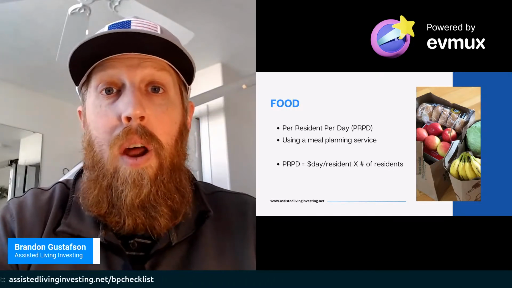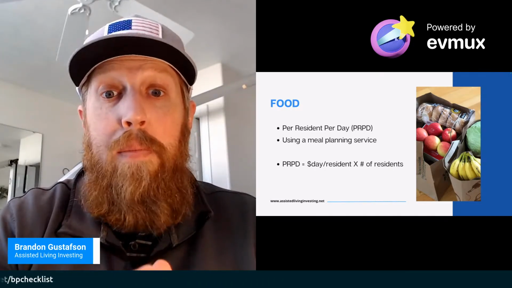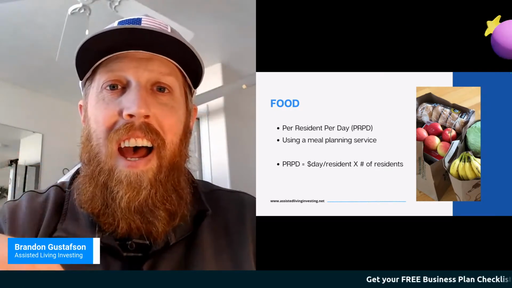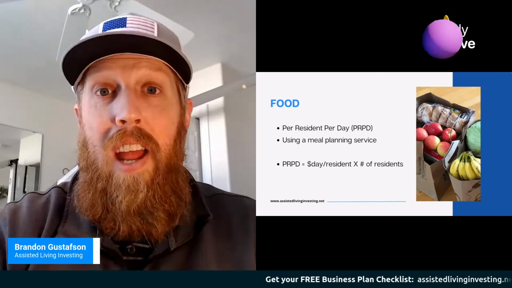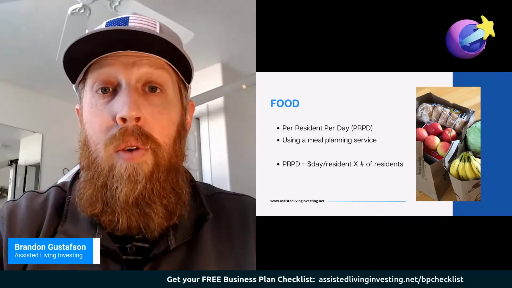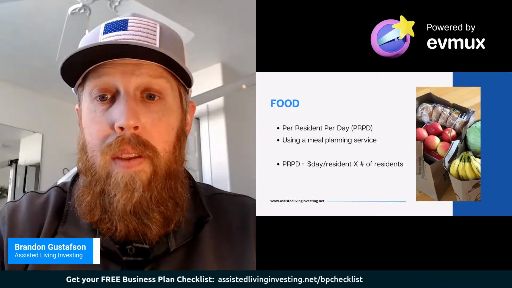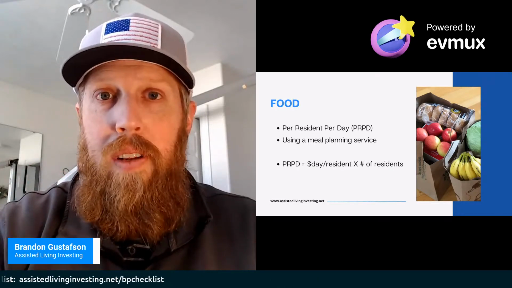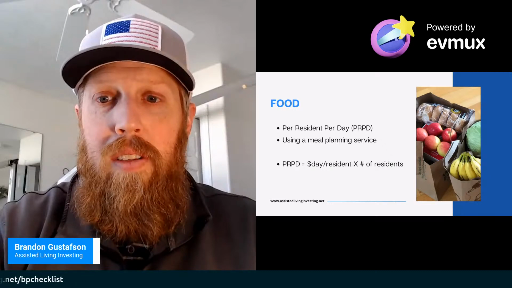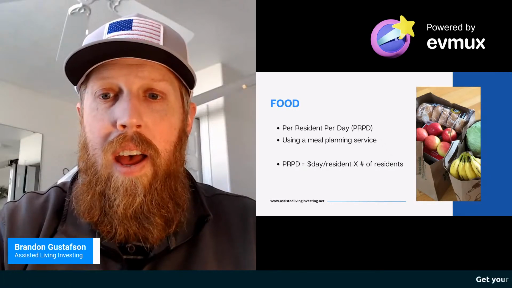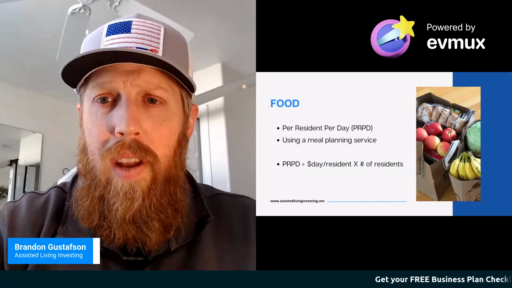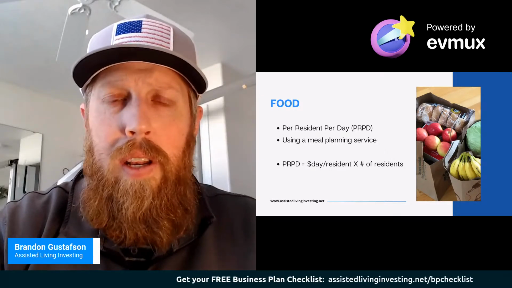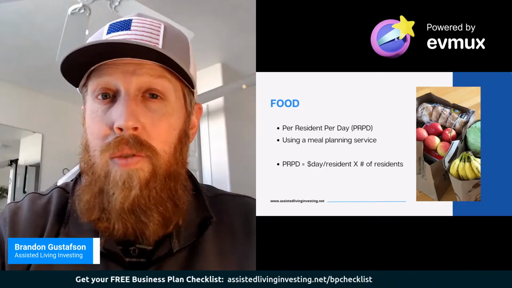Let's do some really easy math. Let's say you're spending $10 per day per resident and you have 10 residents. That's $100 per day. Then you multiply that by the 30 days in the month, and that's $3,000 as your food budget.